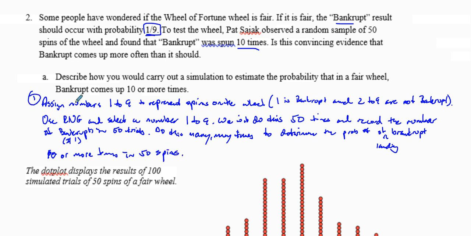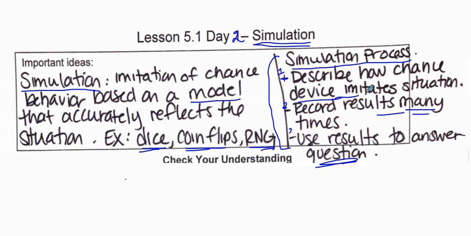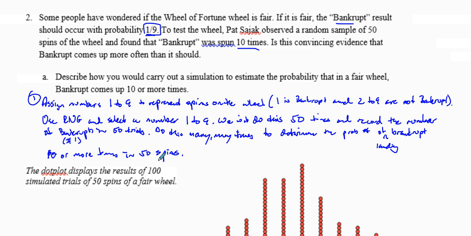So the first thing is we assign numbers 1 to 9 to represent spins on the wheel. 1 is bankrupt and 2 to 9 are not bankrupt. We're using a random number generator, just like the number 1 to 9. We will do this 50 times and record the number of bankrupts, or number 1s, in the 50 trials. We're going to do this many times to determine the probability of landing bankrupt 10 or more times in 50 spins. And so we go over here. Describe how the chance device imitates: we're using a random number generator. Record the result many times, we said that. And use the results to answer the question. And the question is, what is the probability of getting 10 or more bankrupts in 50 spins?